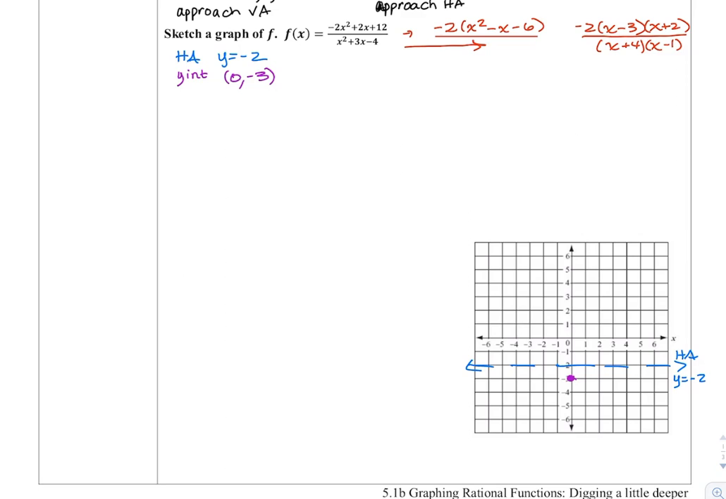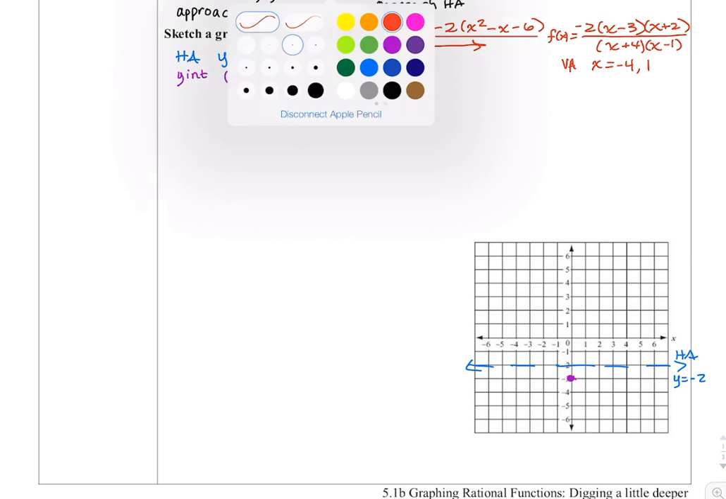So let's take a look at that for a minute. We don't have any common linear factors, and so there are no holes in our graph. This will be our factored form. So let's take a look now at our vertical asymptotes. Those are our restrictions for our denominator. So x equals -4 and x equals 1. And then let's find our zeros.